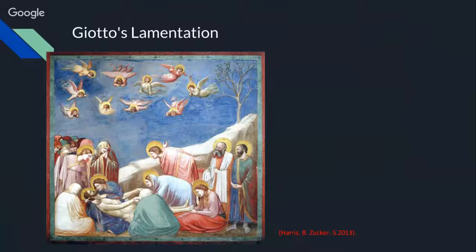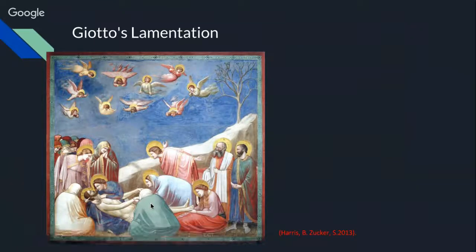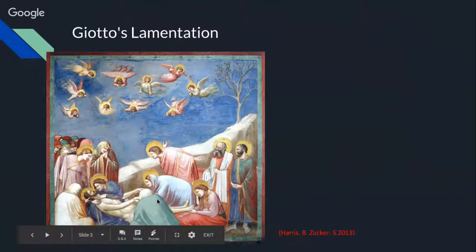And as we can see, the artist wanted to make sure that Christ was the center of the attention in the painting. For example, these two figures right here, their back is towards the viewer. So their back is towards us, which means that their eyes are focused on Christ.